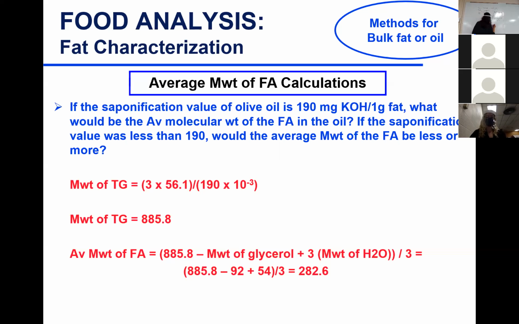Now I divide this by 3 because I want the average molecular weight of 1 fatty acid. Now this gives me 282.6 grams per mole of fatty acid, which is exactly the molecular weight of oleic acid. Any questions about that?